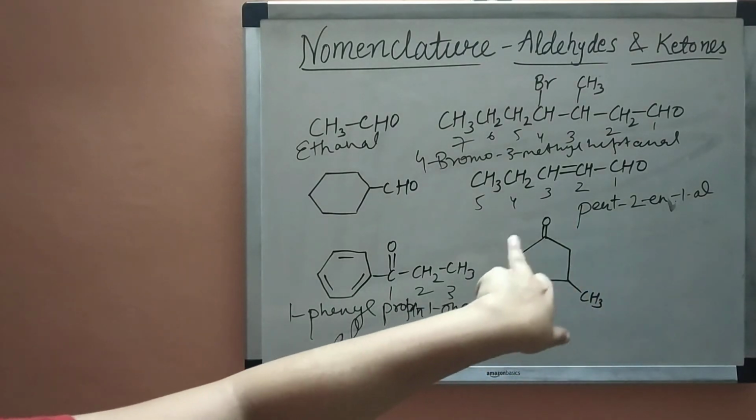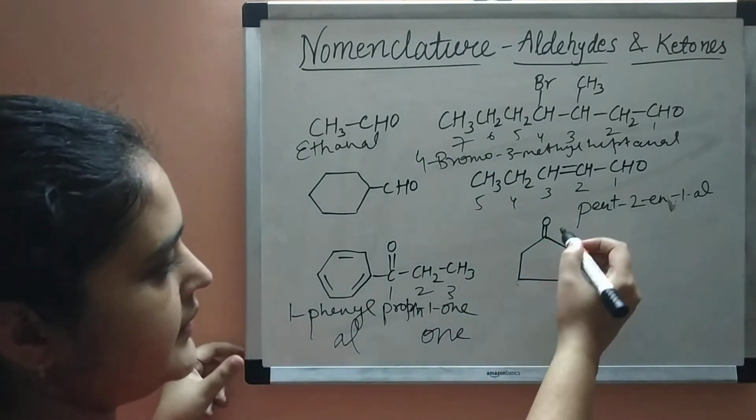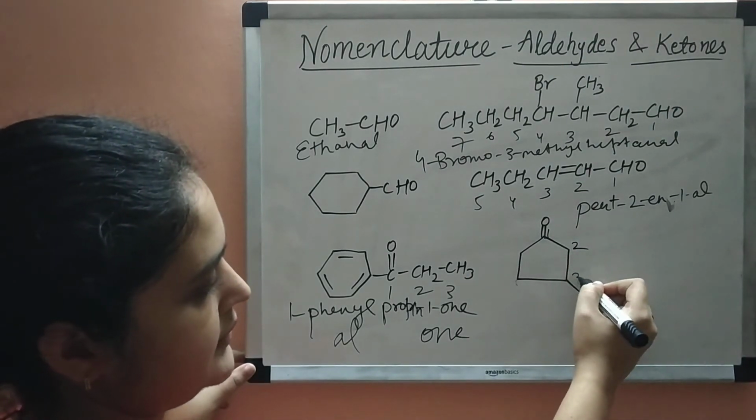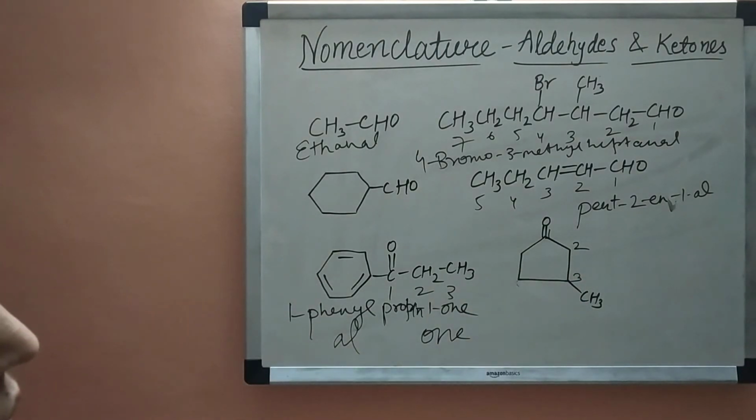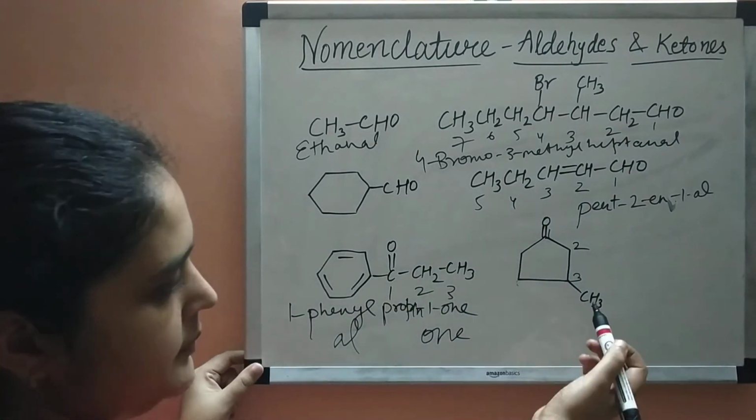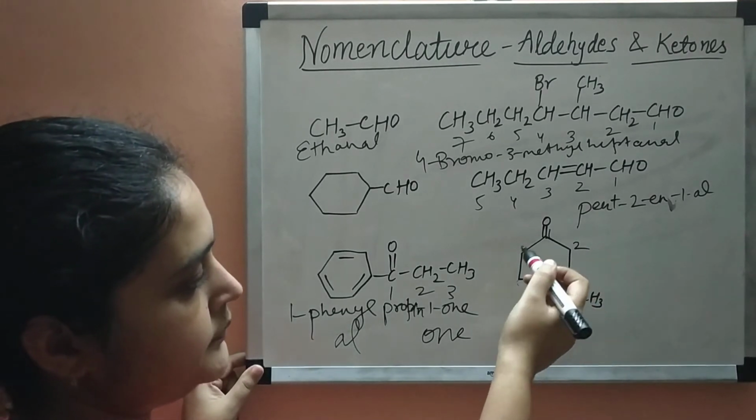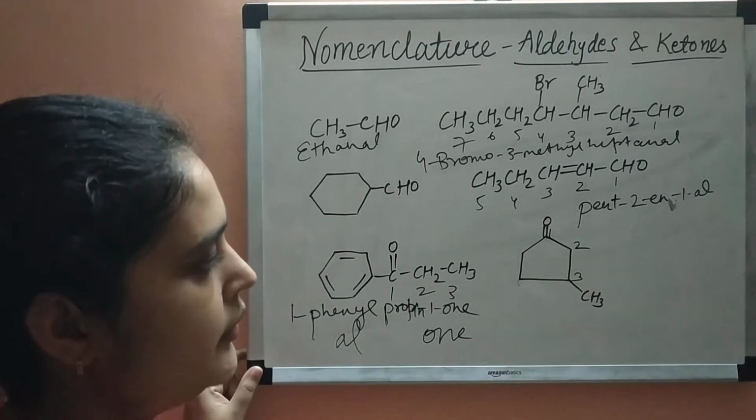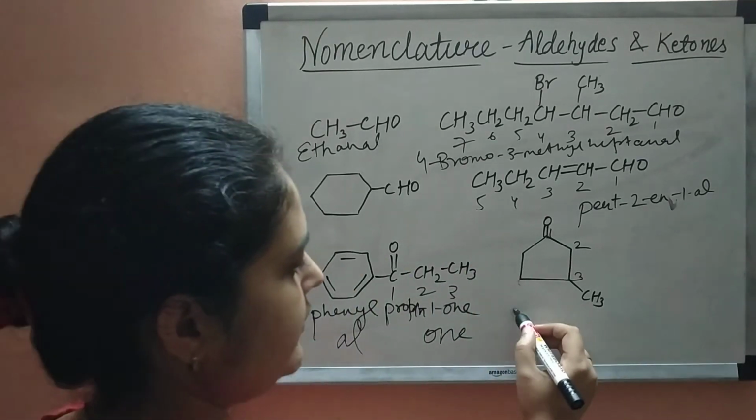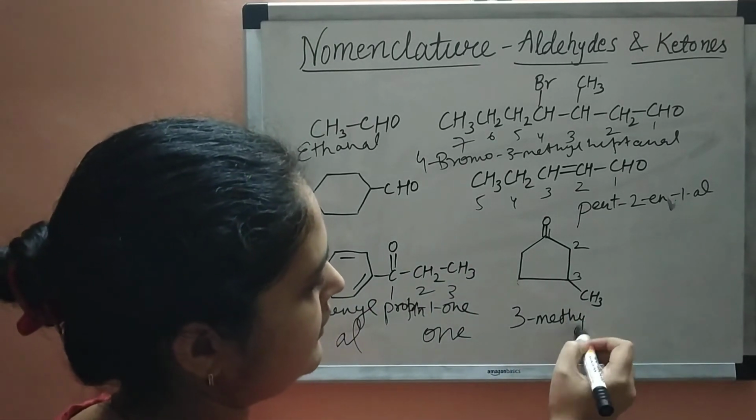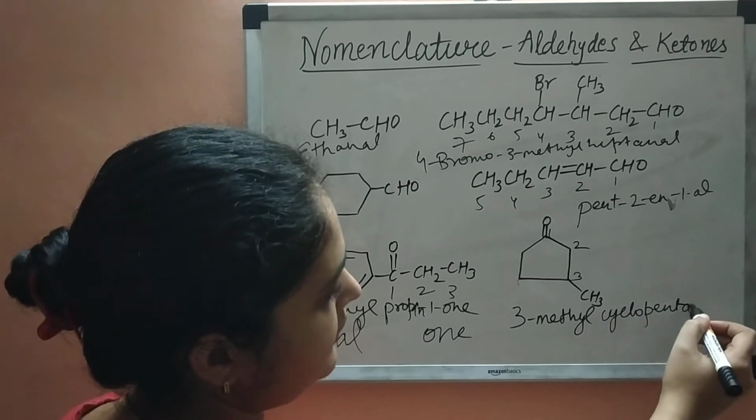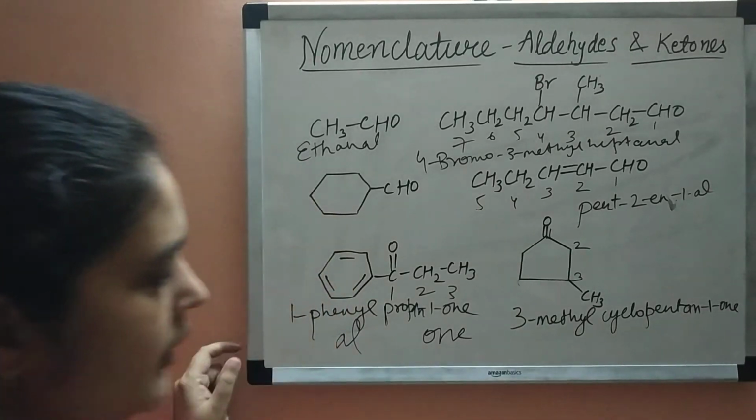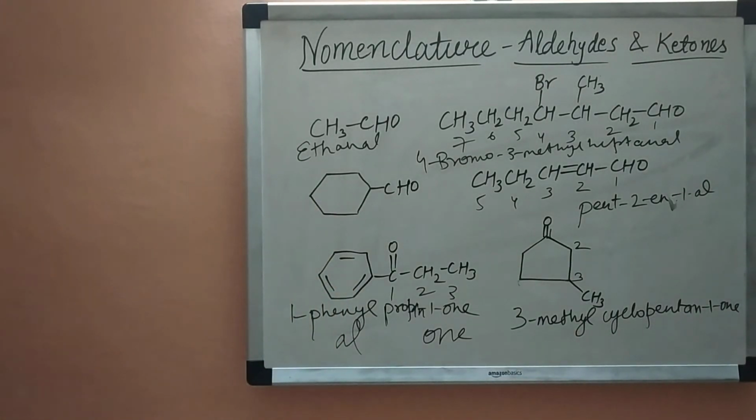Now this is also a ketone. Here this is the first carbon, this is the second carbon, this is the third carbon, and the ring contains 5 carbons. So what will be its IUPAC name? It will be 3-methylcyclopentan-1-one. Okay. So these were the IUPAC names of some of these compounds.